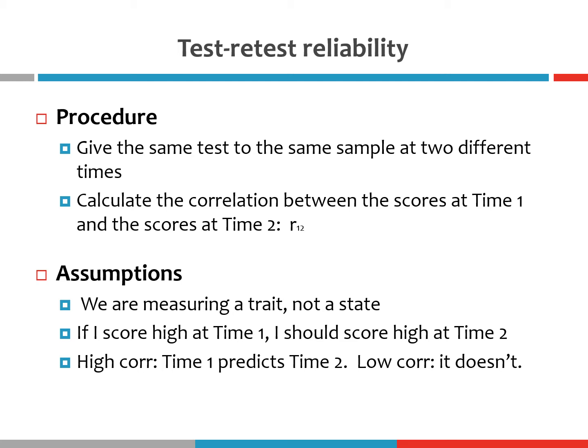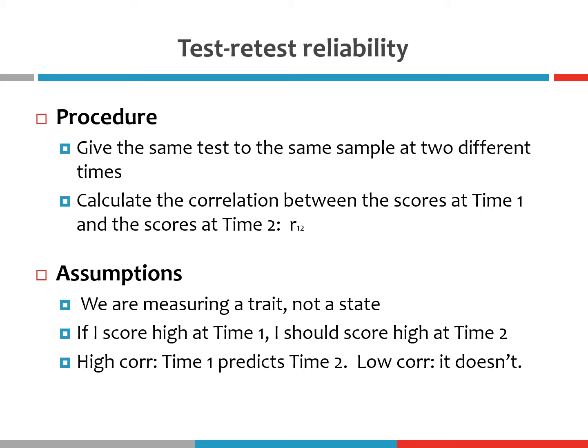Our symbol is the statistical symbol, the Pearson r, which reflects the quantitative, or numerical, relationship between the scores at time 1 and the scores at time 2. And we're making a number of assumptions here. One of the key assumptions whenever we do test-retest reliability is that we are measuring a trait, not a state.